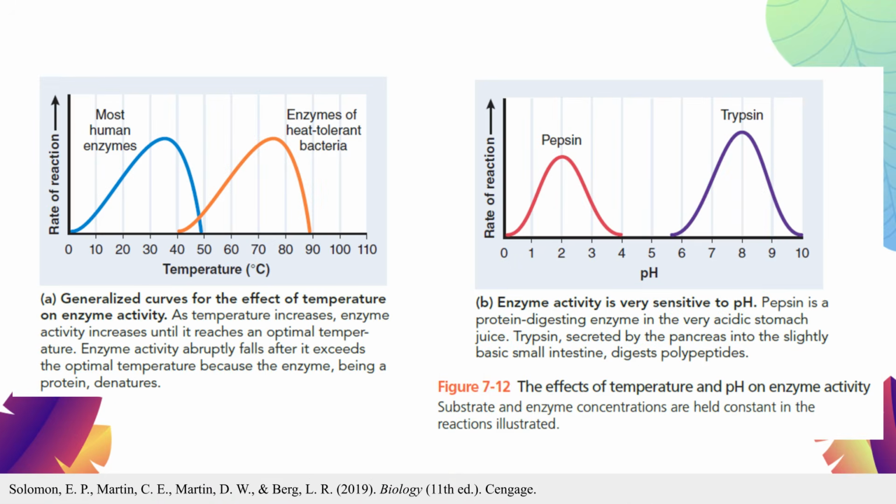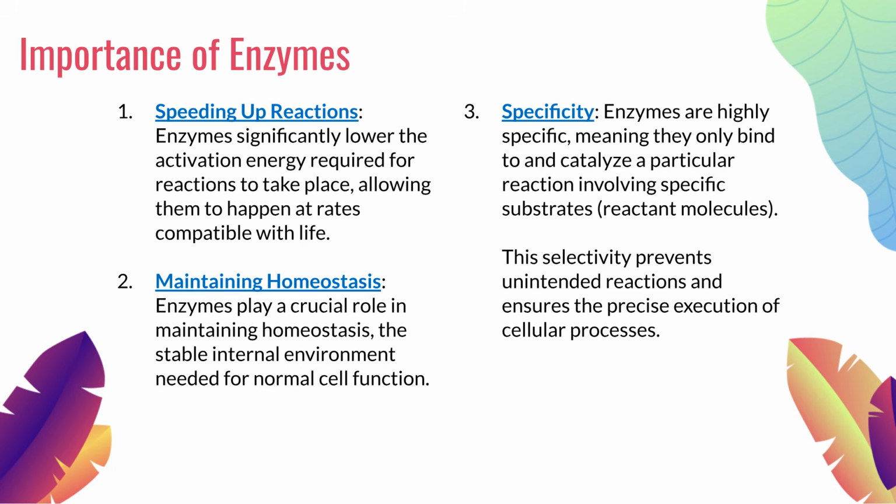Enzymes are sensitive to temperature and pH because these factors affect the shape of the enzyme's active site. Each enzyme works best at an optimum temperature and pH, and conditions that are too high, too low, or too acidic or basic can reduce activity or cause denaturation, stopping the enzyme from functioning. Enzymes are important because they regulate metabolism and maintain homeostasis. Without enzymes, life-sustaining reactions would occur too slowly.